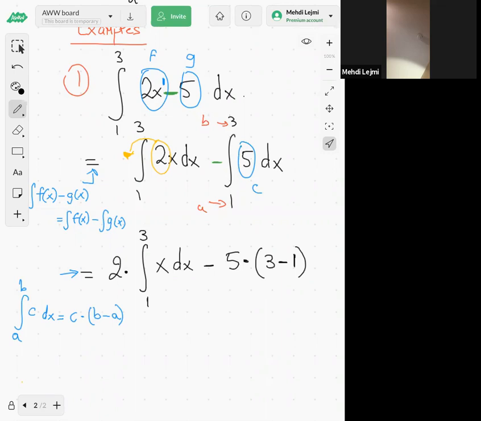Now the question is, of course, what will be the integral of x? So here's the problem. What's the integral of x? Well, here I can use my antiderivative. This is x to the power 1, and that's my f of x. Our theorem says that the integral of this function f of x will be the antiderivative at 3 minus the antiderivative at 1. So this is actually equal to 2, and here we're using our theorem.